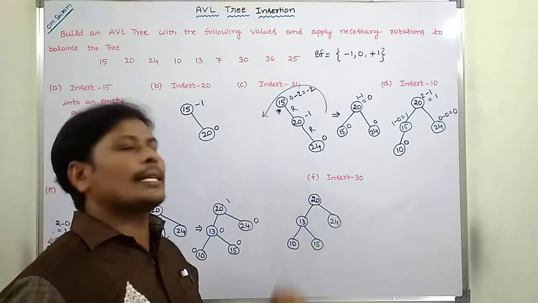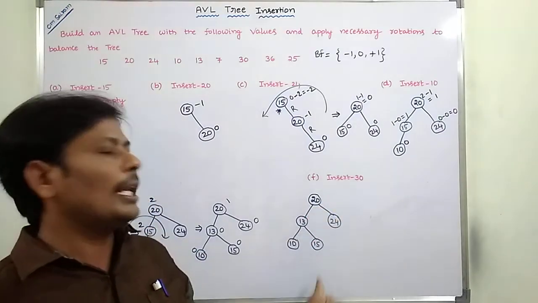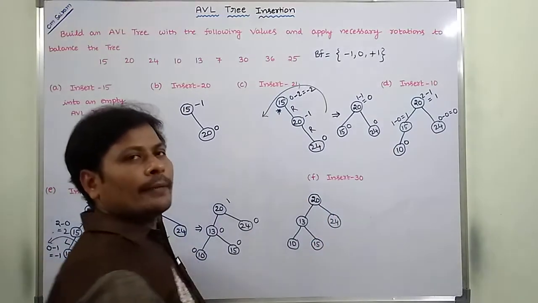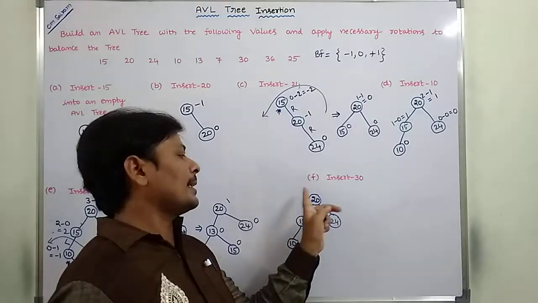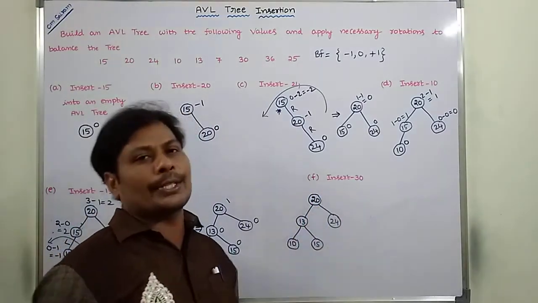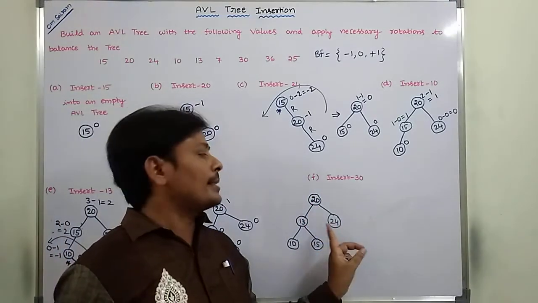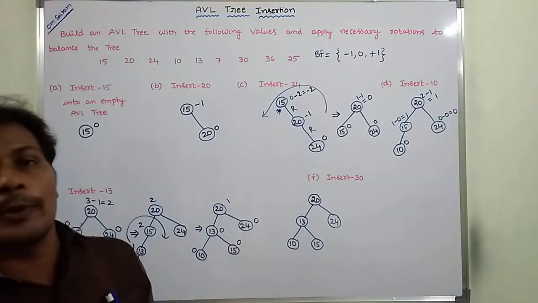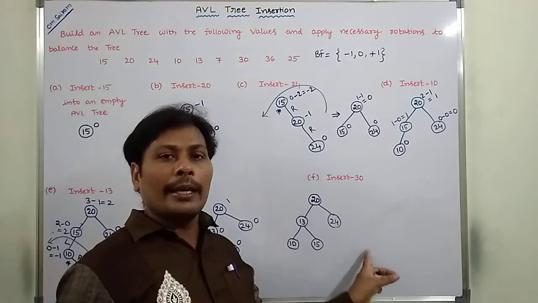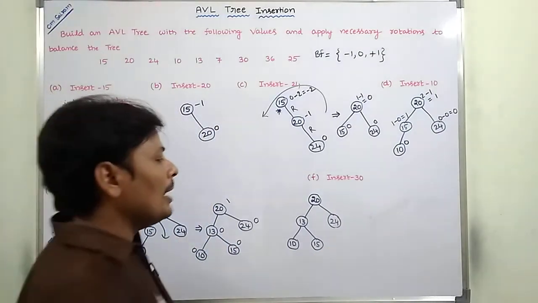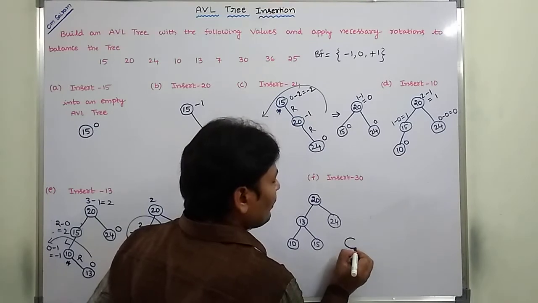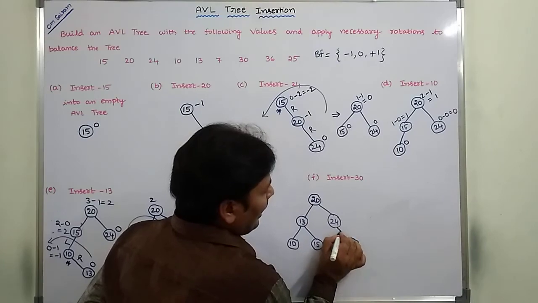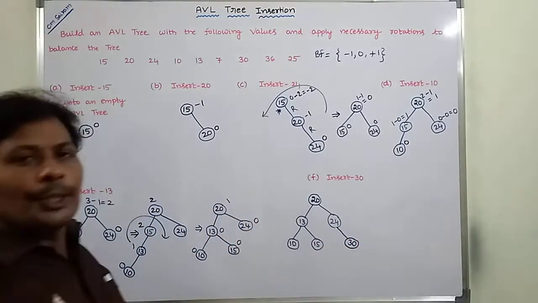Next, we have to insert element 30 into the existing AVL tree. First, element 30 is compared with 20. 30 is greater than 20, so go to the right subtree. Here, 24 is there. 30 is greater than 24, go to the right subtree. Here, the right subtree is empty. Now, we create a new node and write element 30 as the right child of element 24.